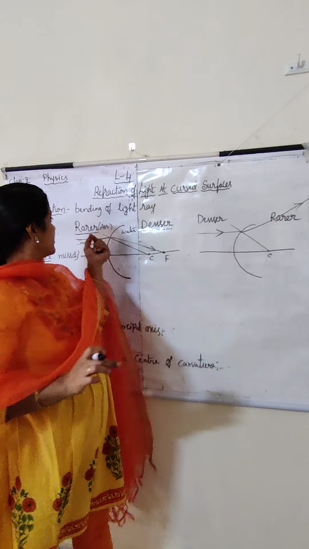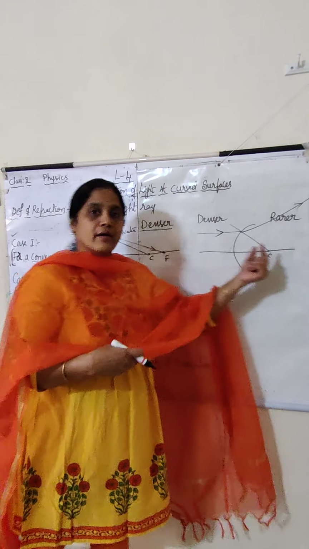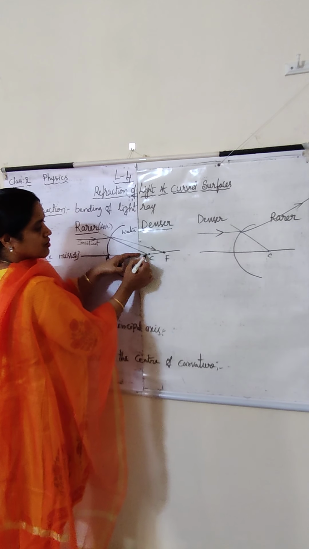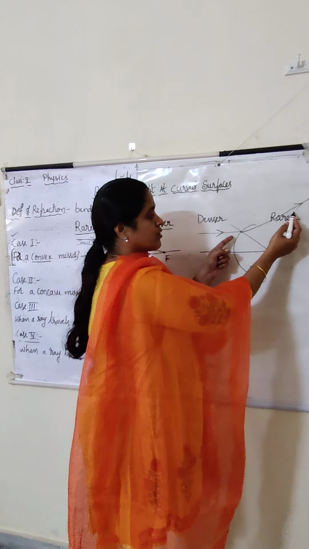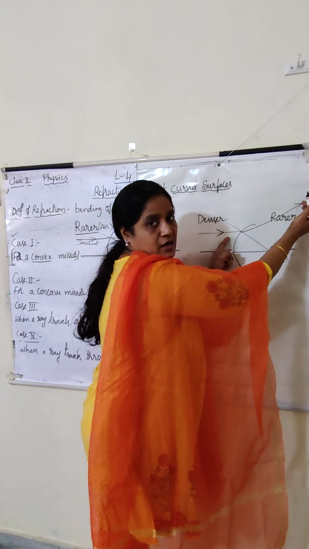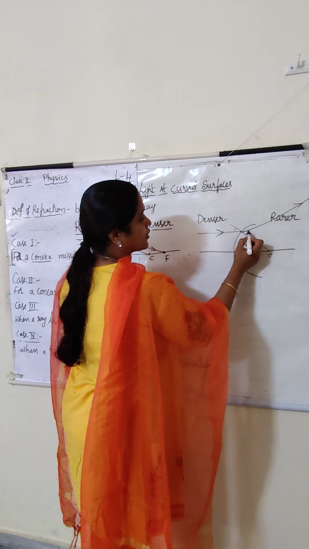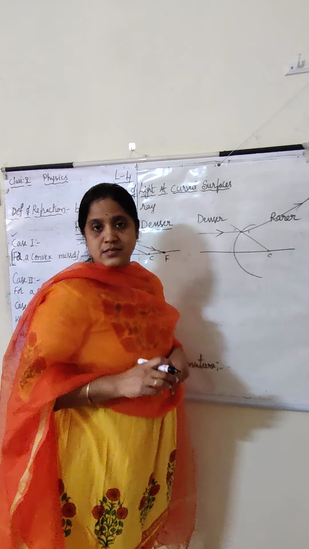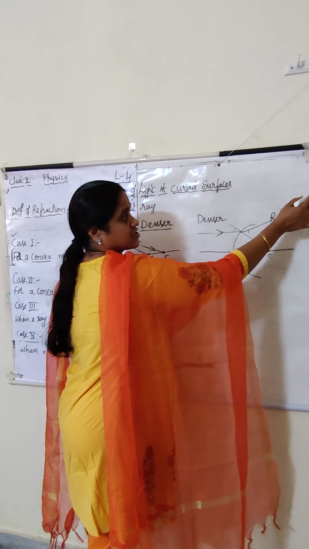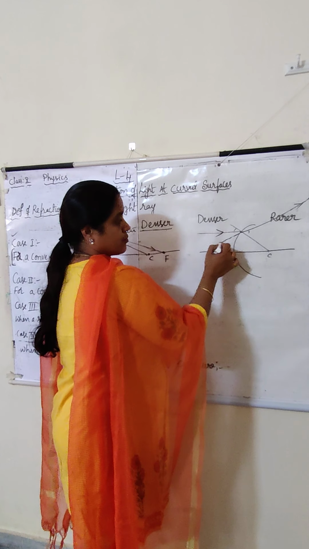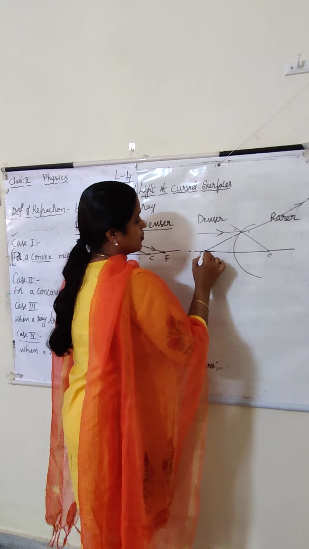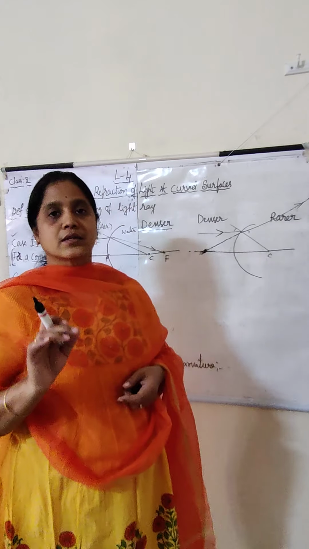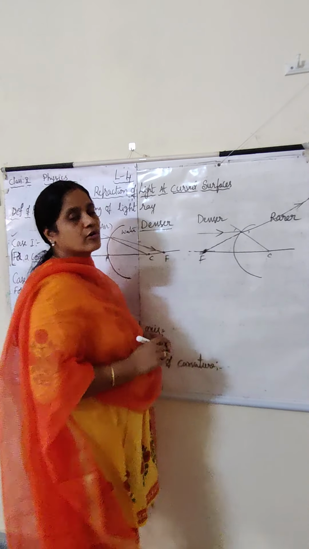Here there is a difference between rarer to denser and denser to rarer. From the rarer to denser, it bends towards the normal. But from the denser to rarer, it bends away from the normal. And here this refracted ray is not touching the principal axis. But when you extend this refracted ray from the other side, it will touch the principal axis. Where it touches the principal axis, there you will get the focal point. So this is the focal point.